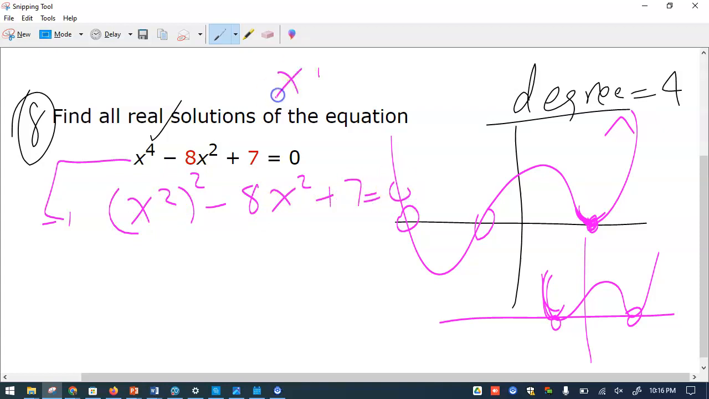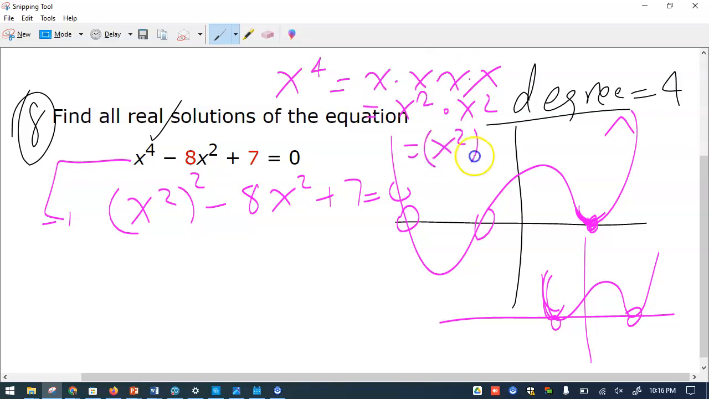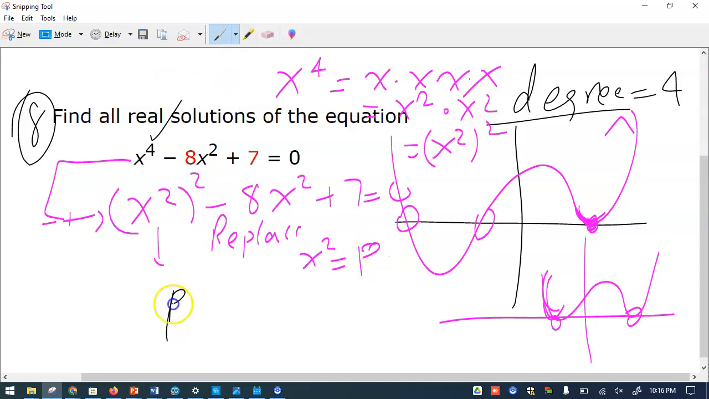So x raised to 4, what I did is the x, right? So it means there are 4 of them. So this is x squared, this also is x squared. So it is x squared, and that's how I wrote this step. Now what do we do next is let's replace x squared by some other variable p. So this will be p squared minus 8p plus 7, and you're back to your early.